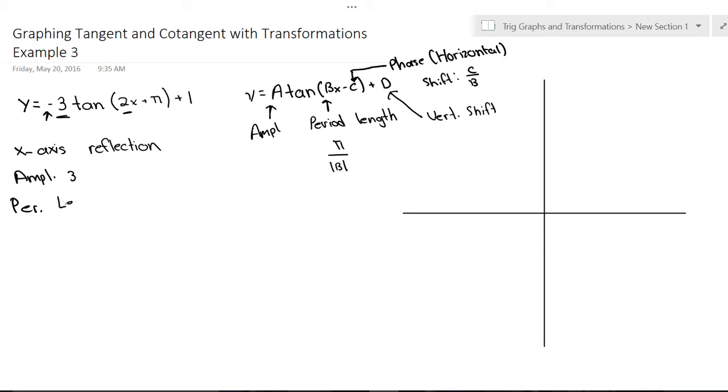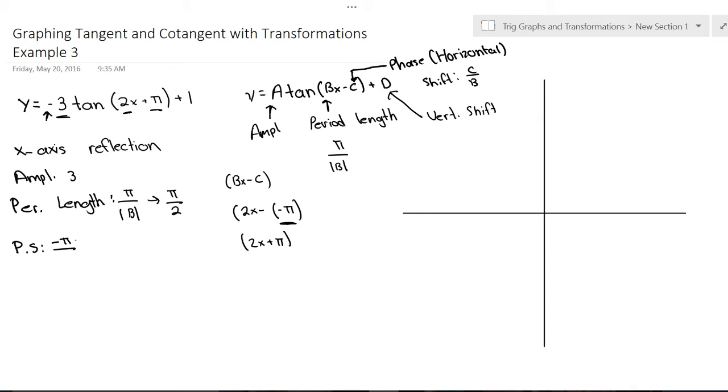Now let's work on our period length, which is pi divided by the absolute value of b. Our b in this case is just 2, so it's pi over 2. Now our phase shift is c over b. The formula says bx minus c, so we've done 2x minus a negative pi to reach 2x plus pi. So c is negative pi, divided by b, which is 2, so our phase shift is negative pi over 2. And then for the vertical shift, we went up 1.